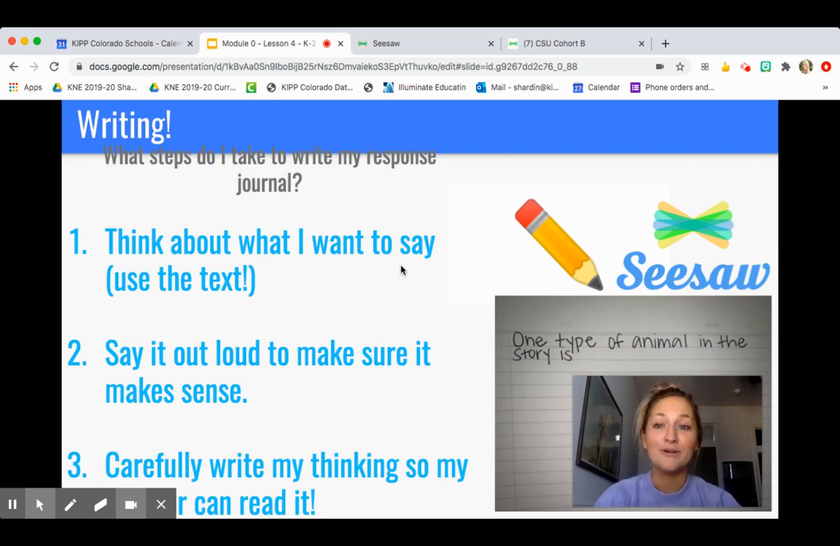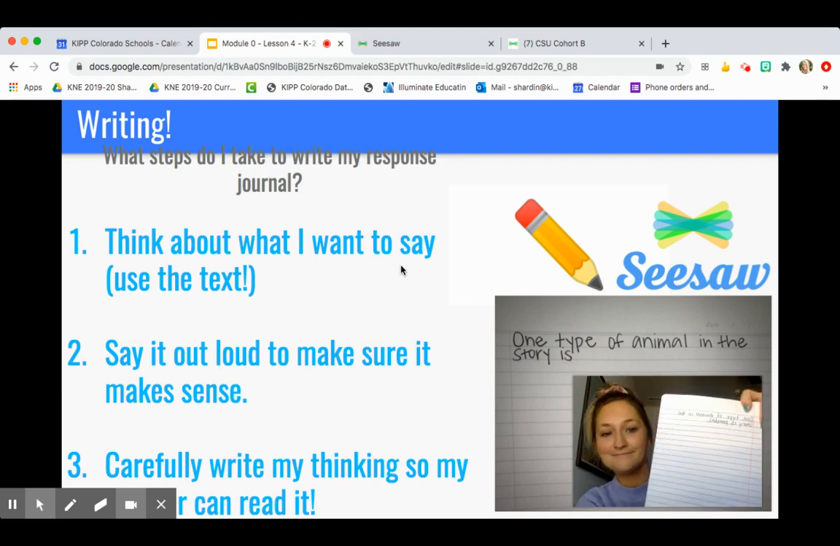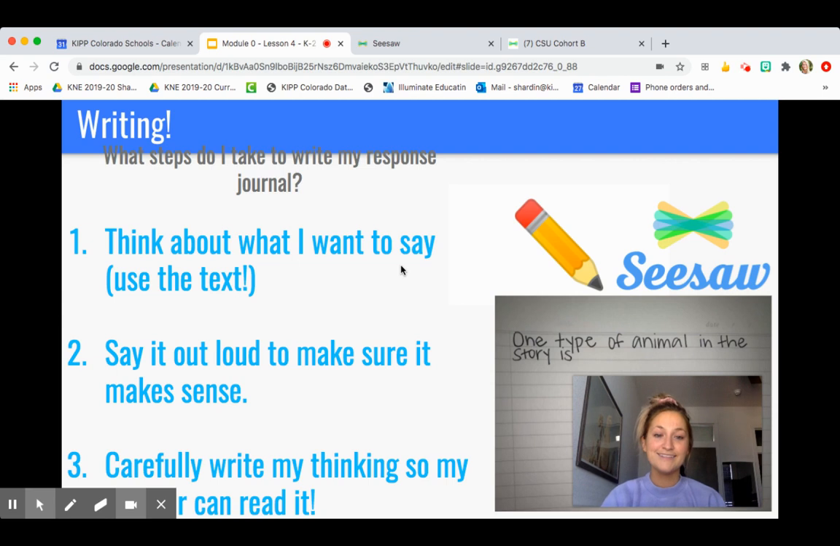So your steps are going to be think about what you want to say, or think about the animal you want to share that you read in the book. You're going to say your sentence out loud, one type of animal in the story is, so you can make sure it makes sense. And last, you're going to carefully write your thinking. Once you're done sharing your thinking in your journal, you are going to take a picture of it, holding it up just like this on Seesaw so that I can see that work.